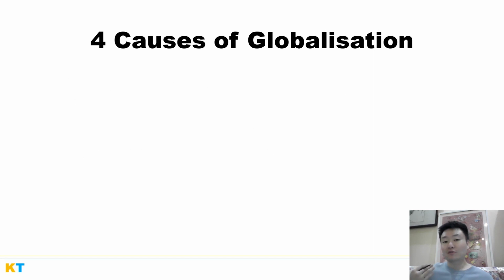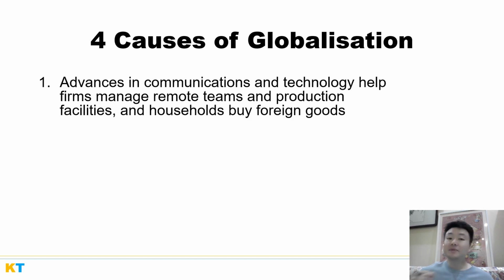And so there are really four causes of globalization. Number one being advances in communications and technology. This helps firms manage remote teams and production facilities and helps households buy foreign goods. You can now buy foreign goods on your phone, on the computer. You can now start a business and not have to have an office. You can run a business totally remotely.